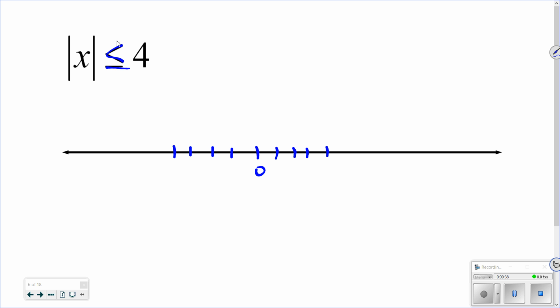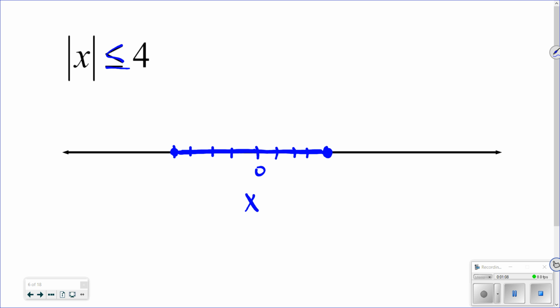Well, if I go to these two points, if I measure the distance, any of these numbers in here, 3, 2, 1, they are all less than 4 units away from 0. Or if I go over here, same thing. From 0 to negative 4, they're all less than 4 units away. So every answer between negative 4 and 4 will work. I'm going to put a closed dot and a closed dot, because of the equal sign, right? They're included there.